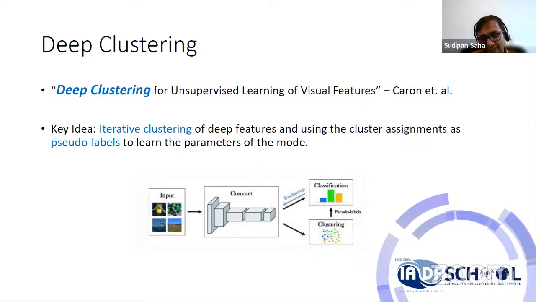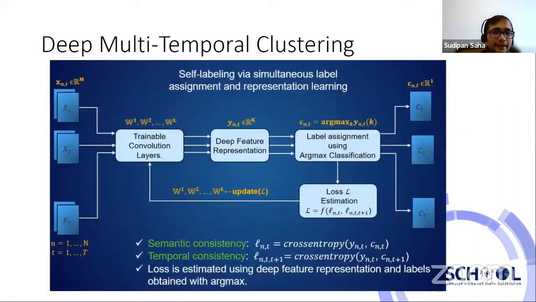What you can imagine here is that if there is no change, the T scenes acquired over the same area produce similar labels for the same pixel. This is the basic assumption. You have X1, X2, ..., XT. Let's say you have trainable convolution layers, represented by W1, W2, ..., WL. Forget this, it is just some notation. What you are getting is a deep feature representation here.